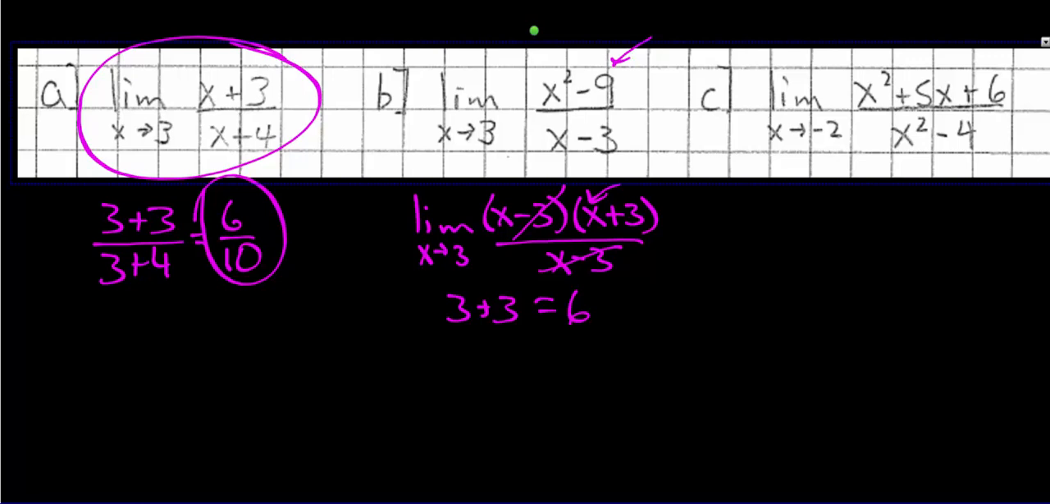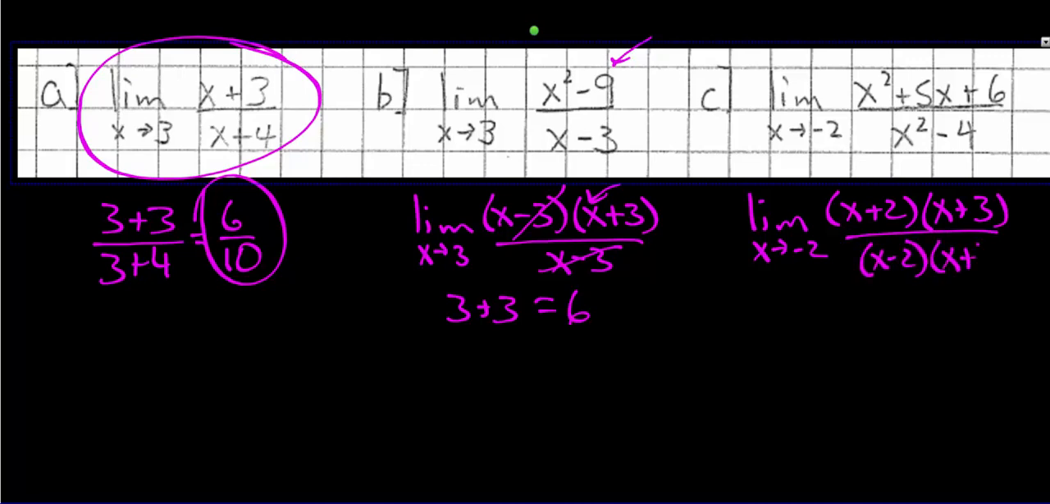Now, c is another example of that, where if we put in a -2 up top, we get 0, and a -2 on the bottom, we get 0. So we've got some work to do. So I'm going to factor the top, and I'll factor the bottom. It's a difference of squares. And then you notice those cancel. Now we can plug in the -2. -2 plus 3 over -2 minus 2, and you get 1 over -4.